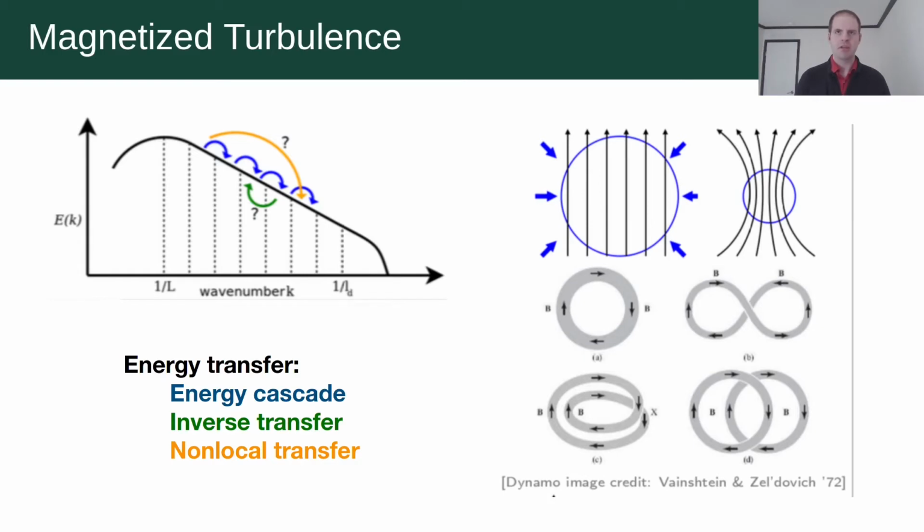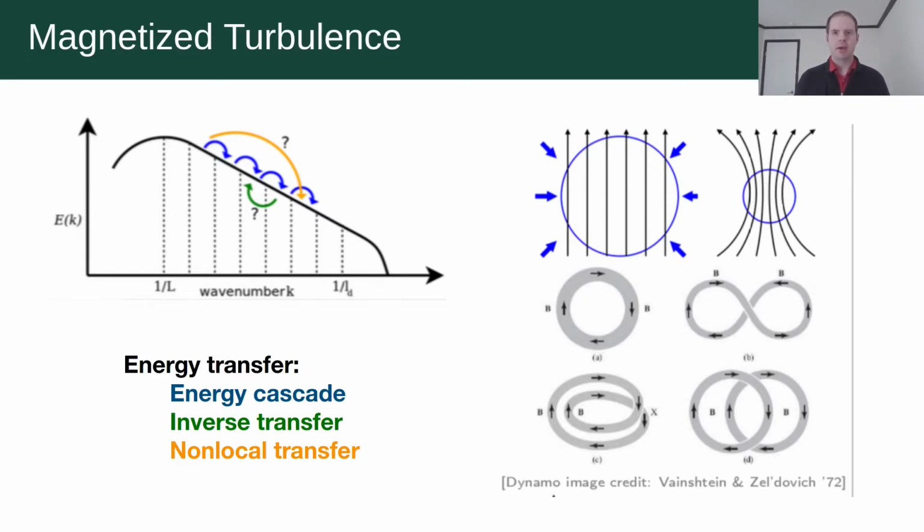In a purely hydrodynamical flow, energy transfers to smaller and local, or similar, length scales. So large eddies break up into slightly smaller eddies. This leads to the turbulent cascade, as described by the Kolmogorov theory of turbulence, and has a k to the minus 5/3 scaling in the power spectrum of the kinetic energy.